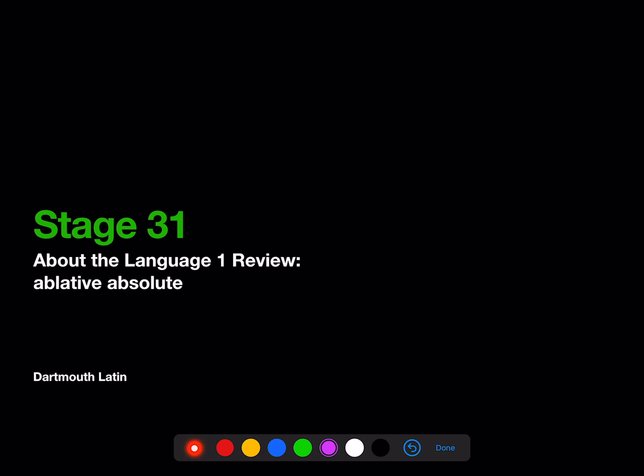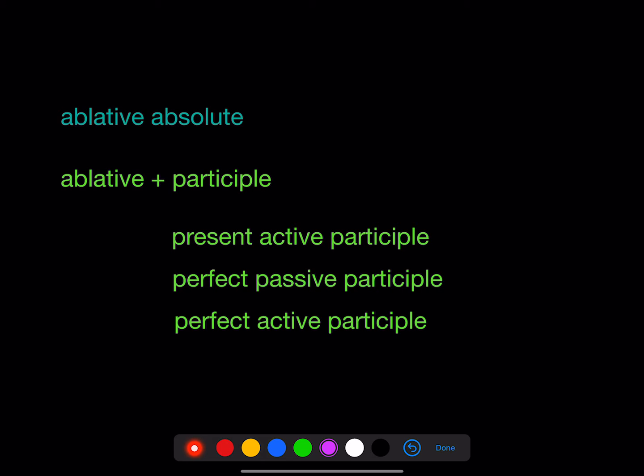Okay, welcome to our discussion of Stage 31, the About the Language 1 review, where we talk about ablatives absolute. So, an ablative absolute is a combination of a noun in the ablative and a participle, whether that's a present active participle, a perfect passive participle, or a perfect active participle. So, it's an ablative of a noun plus a participle agreeing with that ablative, and it's absolute.